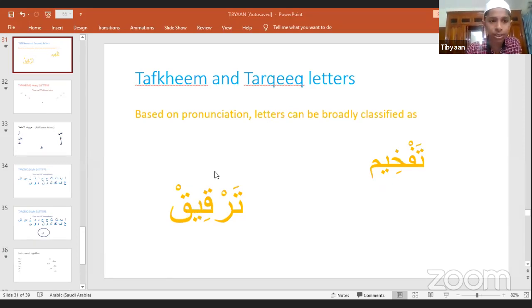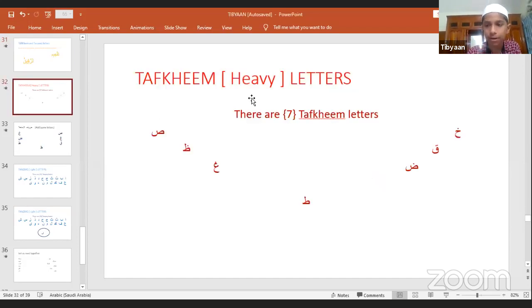Then we learned what is tafkheem. Tafkheem means heavy letters. Heavily you have to pronounce. There are three attributes: round mouth, full mouth, and high pitched noise. Just remember, a mouth should be round. You should use your full mouth, and it should be high pitched noise. We learned the 7 Tafkheem letters.